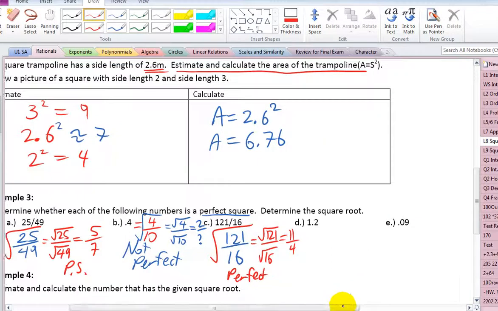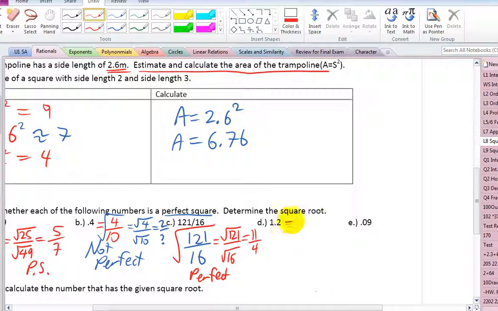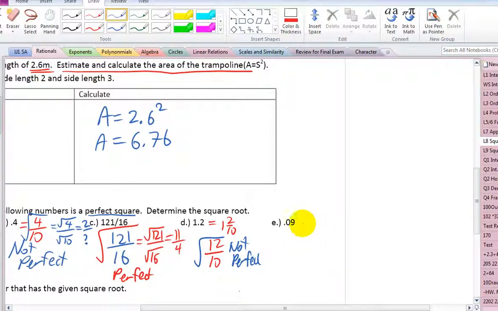Okay. What about the next one, 1.2? What is that as a fraction? 1 and 1/2 or 12 over 10. Well, I mean, just look at it. Is it perfect? No, you can't take the square root of 12 or 10. Not perfect. What about 0.09? 9 over 100. Oh, this is interesting. Square root of 9, and square root of 100 is 10. So this one is perfect.